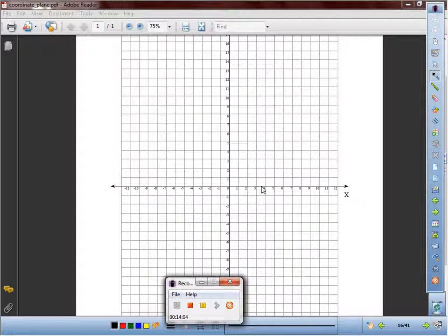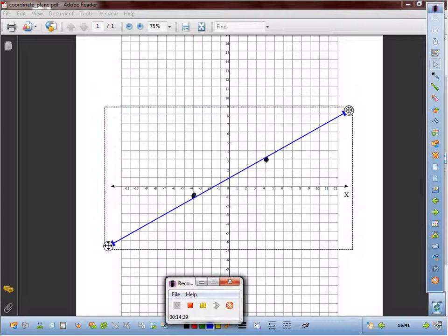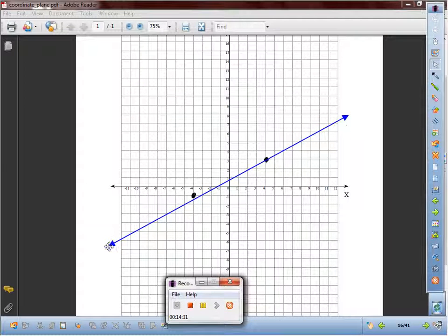The first one is 4, 3. There it is. The other one is -4, -1. You're going to get your ruler and draw a line going through the 2 points, but make sure you extend it as far across the coordinate plane as possible. Okay? Make sure it's nice and straight like mine.